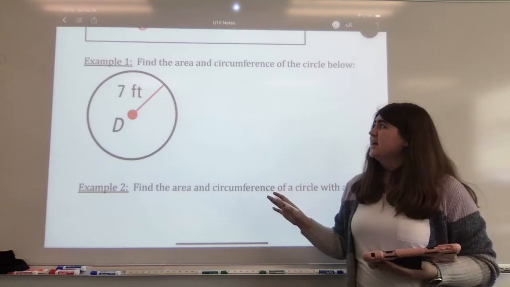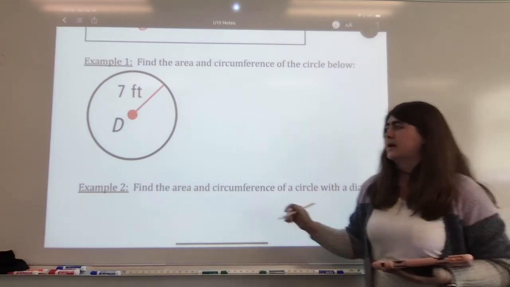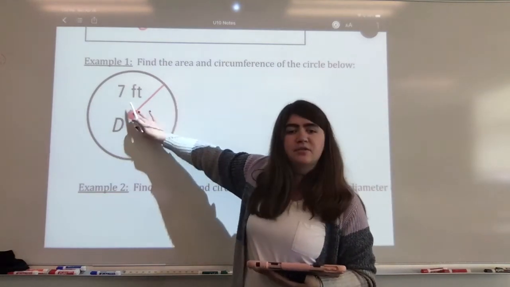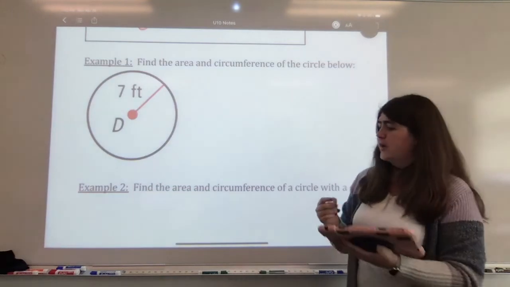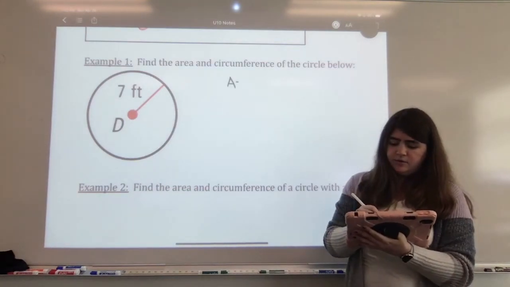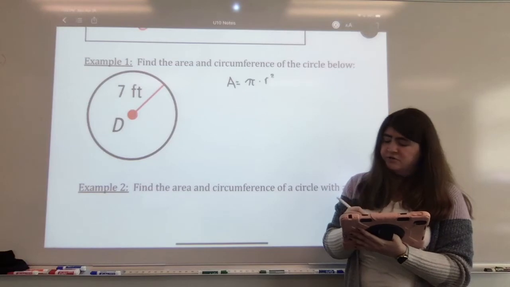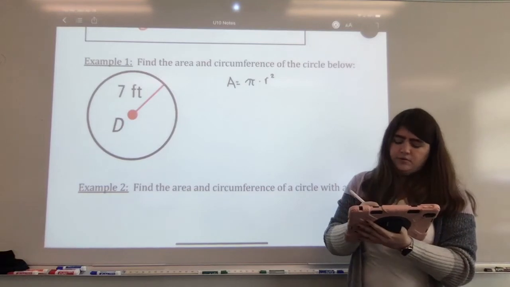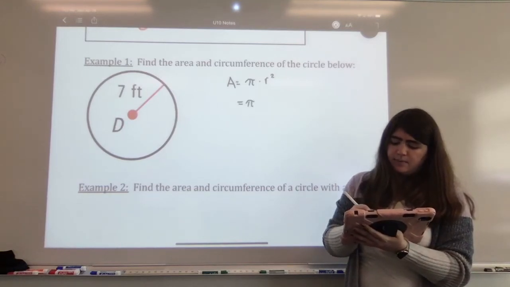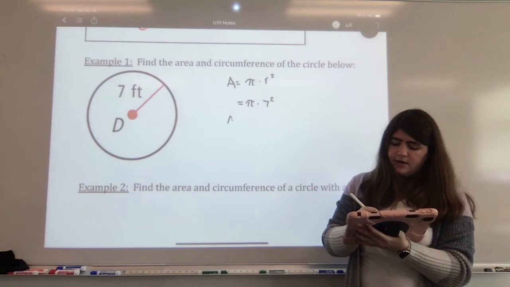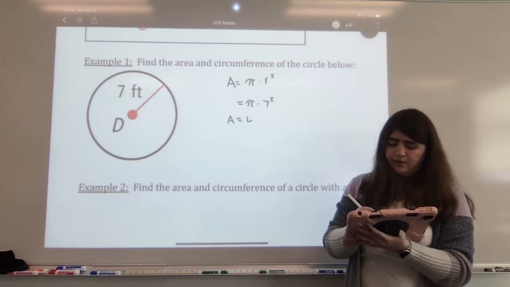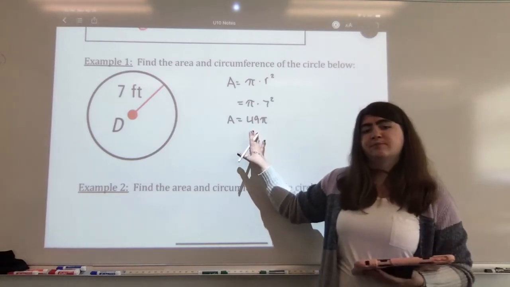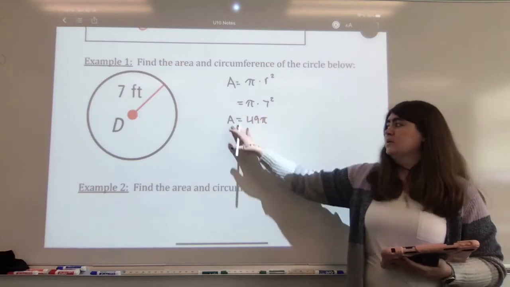Example 1, find the area and circumference of the circle below. So I'm given this circle, and I have this marking for my radius, and it is given as 7 feet. So to find the area, I have area is equal to pi times r squared. If my radius is 7, then that needs to go right here in place of r. So I really have pi times 7 squared. So area equals 7 squared is 49, so I have 49 pi. Sometimes you'll be asked to leave your answer in terms of pi, and if that's the case, this is where you would stop right here.